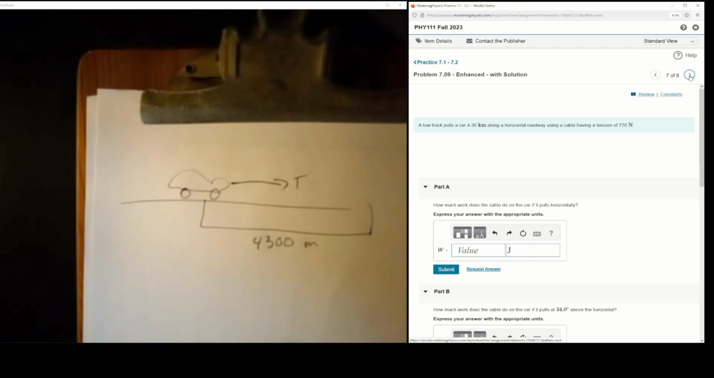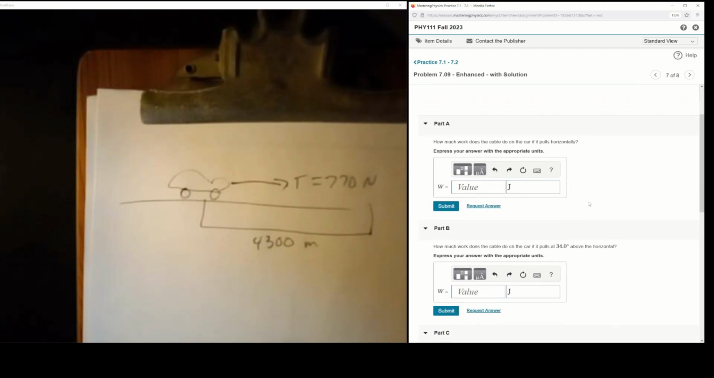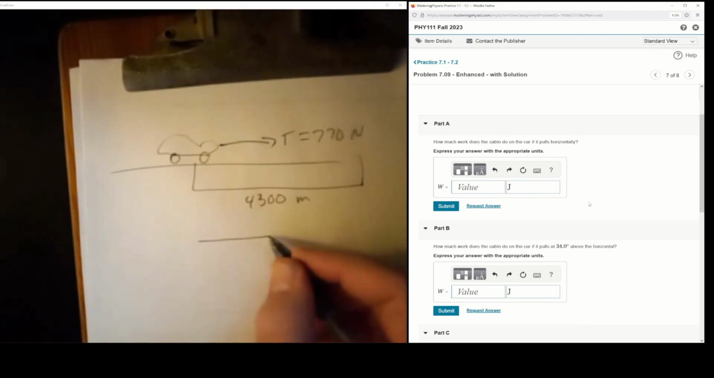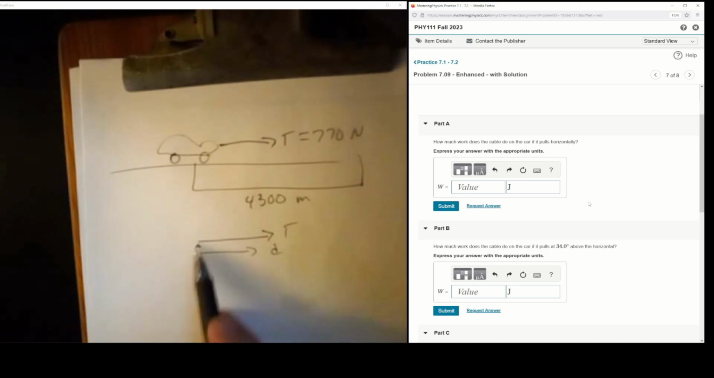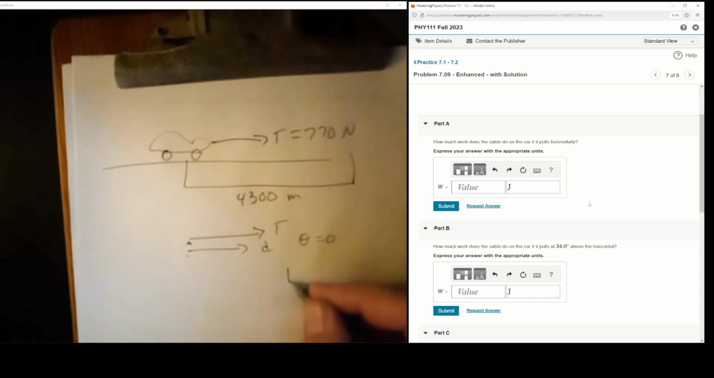And what else do they tell us here? The tension in the rope is 770. And they want to know, part A, how much work does the cable do on the car? Okay? Well, the cable, the tension is to the right. Displacement is also to the right. So connecting these vectors tail to tail gives us an angle of 0. Cosine 0 is 1.